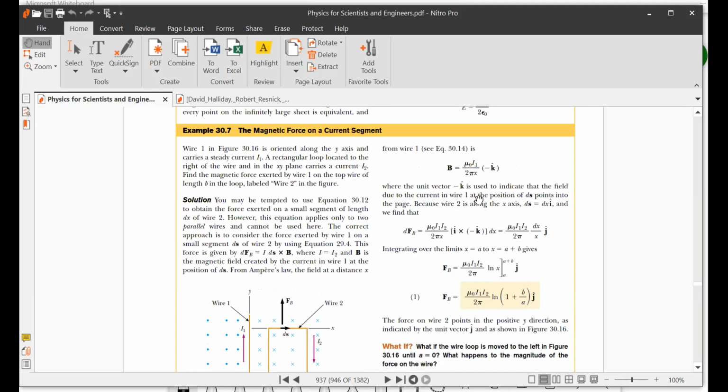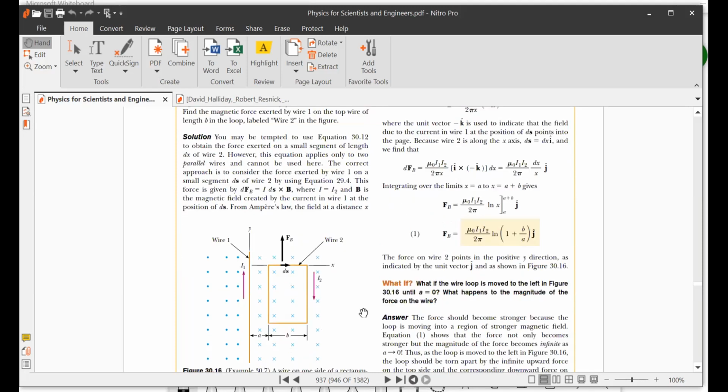This is equal to, the magnitude is I1 times I2 times mu 0 over 2 pi. The distance between them is A plus B in this case. So it's a constant. It's not an integral.